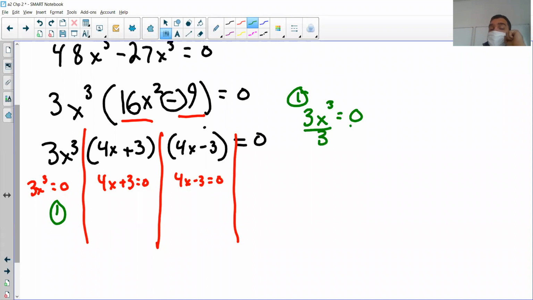So divided by 3, x cubed, or 3 divided by 3 cancels out. 0 divided by 3 is still 0. Now, I'm going to do the cube root of 0. Does anyone want to guess what the cube root of 0 is? 0. So x equals 0 is one of your answers.